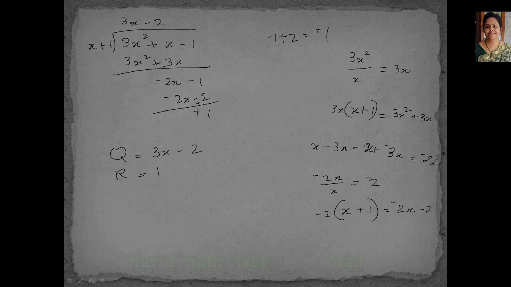Here the degree of the remainder is smaller than the degree of the divisor, so we will stop the division here. So we will get the quotient 3x minus 2 and remainder 1.